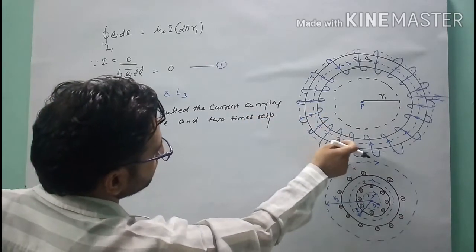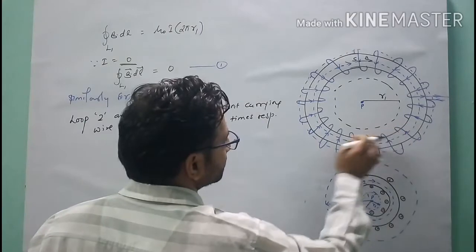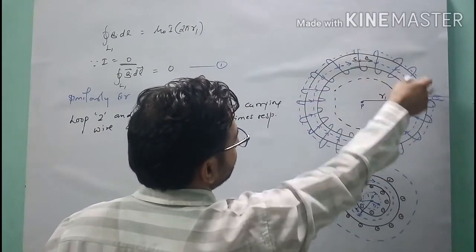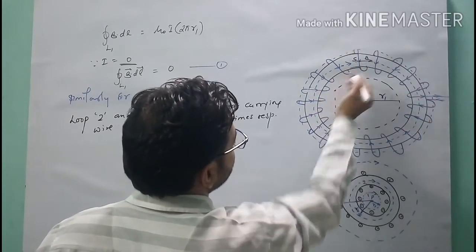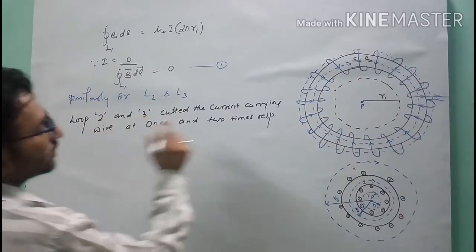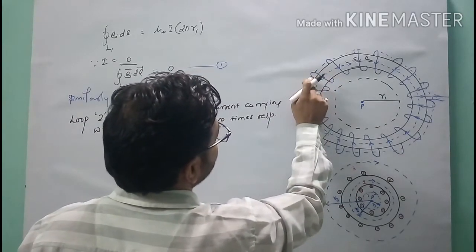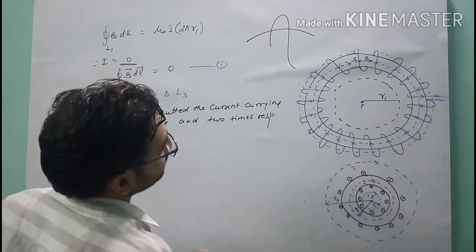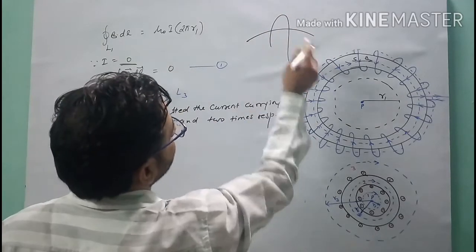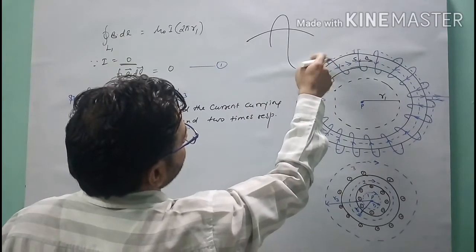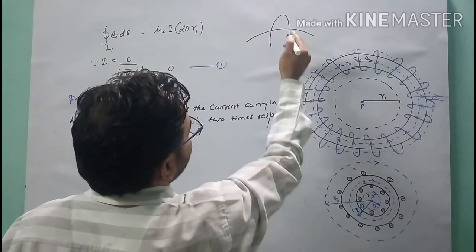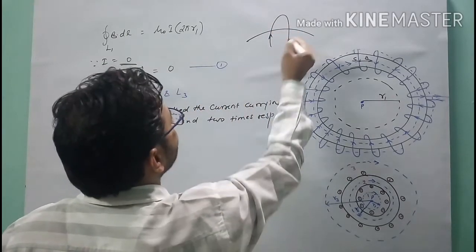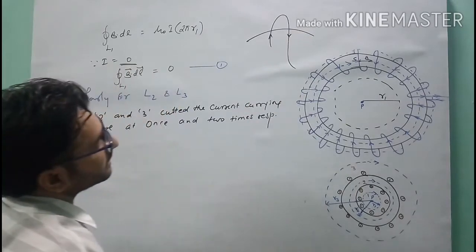You can see this is our current carrying wire, and this is our Amperian loop which cuts the given current carrying wire at once. The third one is this one, and I will show its diagram like this. This is our third one. It cuts the current carrying wire two times, once when the current goes vertically in the upward direction and the other in the downward direction.